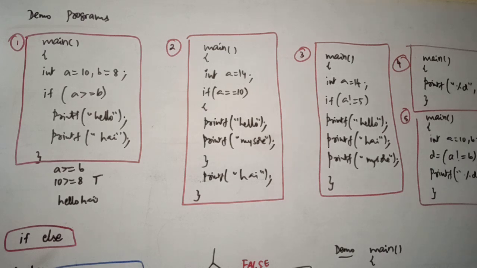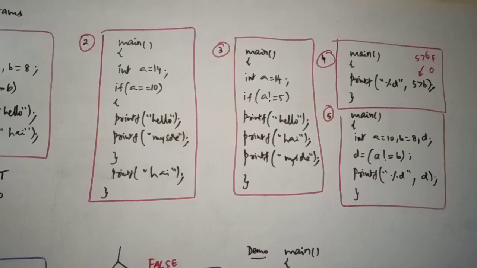The condition is a greater than or equal to b. 10 greater than or equal to 8 is true. In syntax 2, if the condition is true, all the statements will be executed. So you get hello and hi. You just observe program number 2. How many variables are there? Only one, that is a is equal to 14.